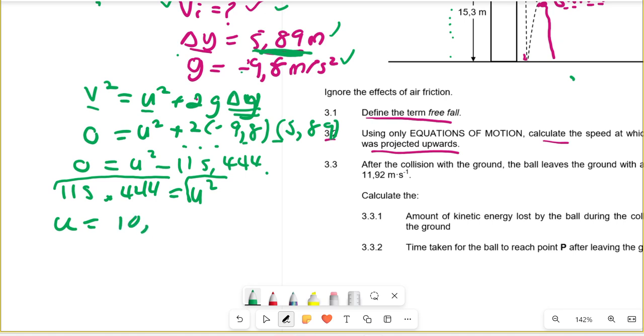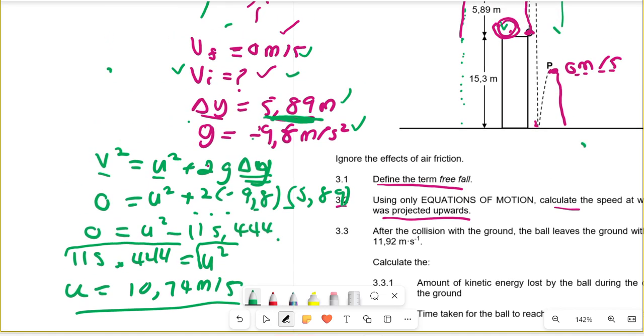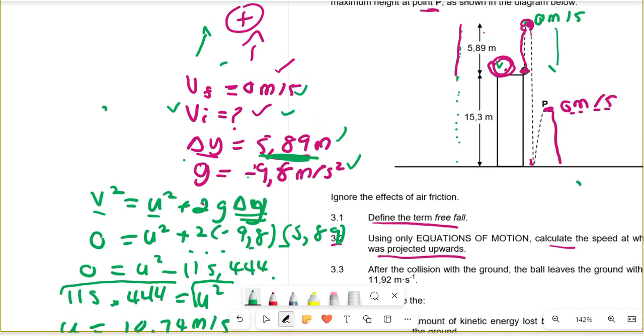Meters per second. So this is our answer, 10.74 meters per second. This is the velocity that the ball was shot up with, ne? This is the velocity there. All right.